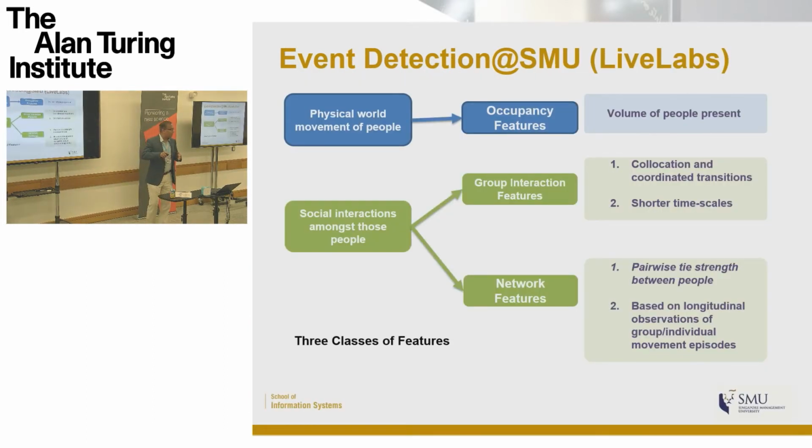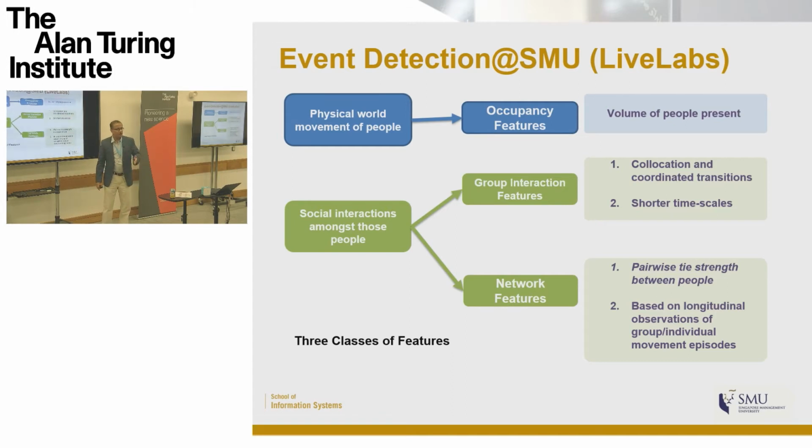So I go back to LiveLabs, where we had this observation over a period of time, and we extracted a bunch of features. Let me explain at a high level the features we are extracting. The first is we look at the Wi-Fi location traces, the localized traces. We can extract the physical movement of people. That gives us occupancy features. You can take this room and say in every 15-minute bin how many people are here, just total number of people present. That's typical occupancy features, and there are variations of that.